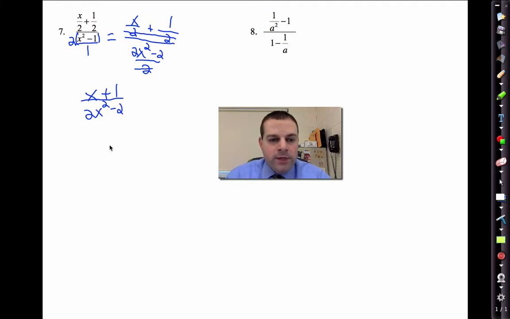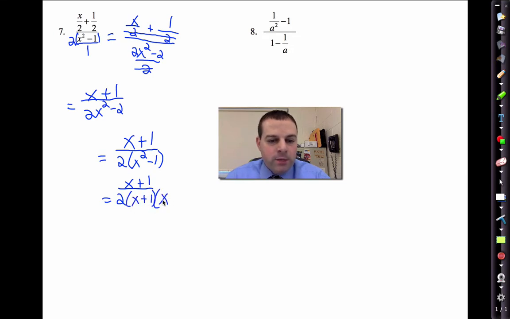Now x plus 1 itself doesn't factor. There's no GCF, it's not a difference of squares, but our denominator here is going to take 2 steps of factoring. First, a GCF of 2, which leaves me with x squared minus 1. But that in itself is also a difference of squares. So don't forget to keep carrying down the 2, and then you have your set of conjugates of x plus 1 and x minus 1.